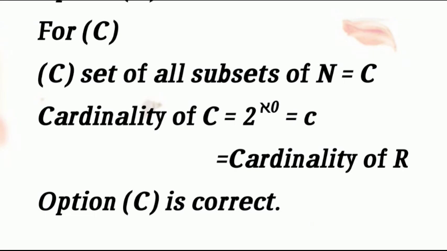Now option C is the set of all subsets of N, and call this set C. And now we are going to find the cardinality of set C. It will be 2 to the power cardinality of N. We know that there is a formula to find the cardinality of the set of all subsets of N. It will be 2 to the power cardinality of N. That will be 2 raised to aleph naught, and we get 2 raised to aleph naught is equal to C, that is the cardinality of R. So here also we get the cardinality of C is equal to the cardinality of R, and therefore it is bijective to R, and hence option C is correct.